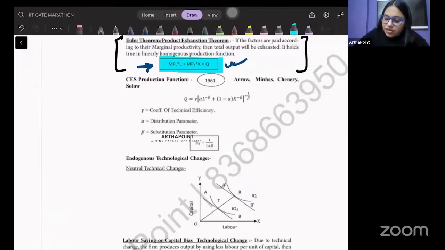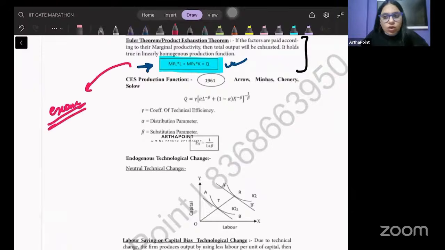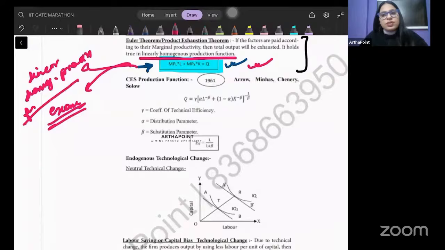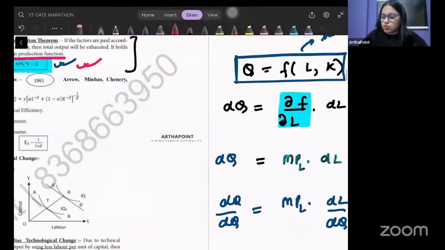This is very important from the point of view of the exam. Very, very important. But this is only going to hold true if you have a linear homogeneous production function. It does not hold true if it is a non-linear or non-homogeneous production function. Only if it is a linearly homogeneous production function will Euler's theorem hold true. Let's take an example to solve this.